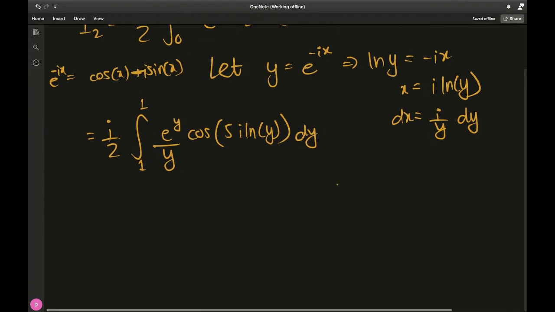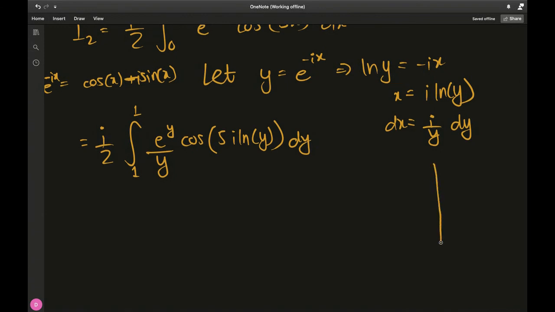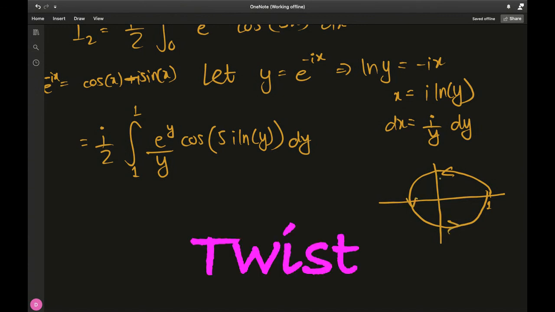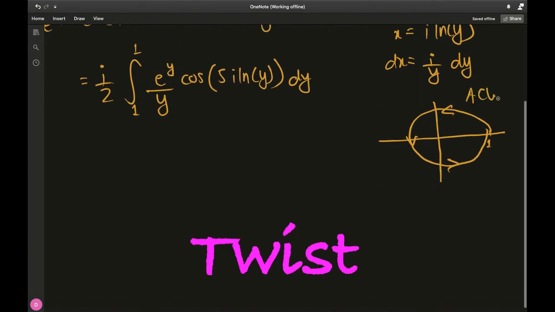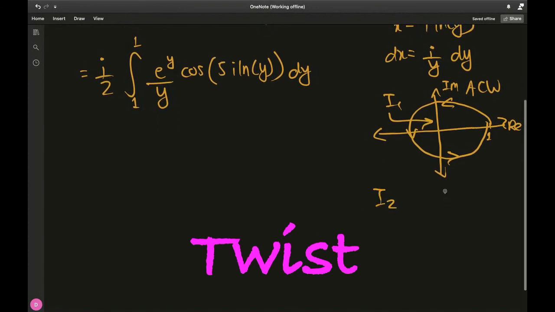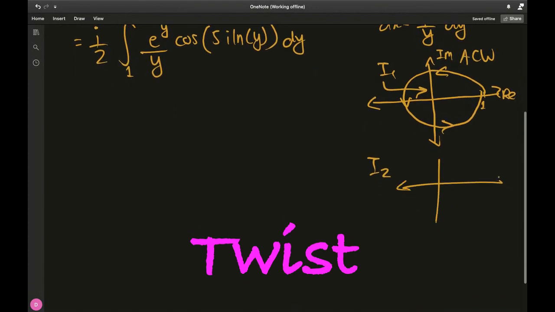But again, like my previous I1, this is not a regular calc 1 or calc 2 integral. This is an integral over the complex plane. So you start with 1, you go around, you end with 1. But now here's a catch. This was I1, right? This anti-clockwise version was I1. But I2 now is actually the clockwise version of this.